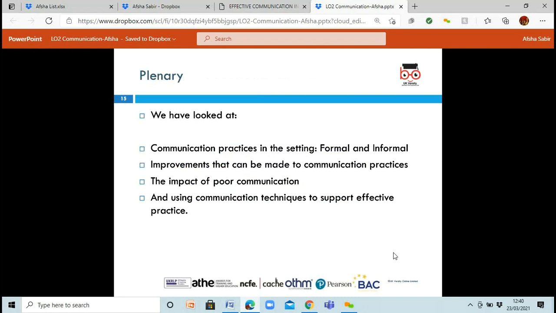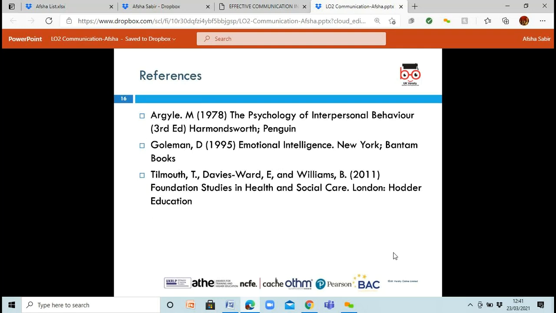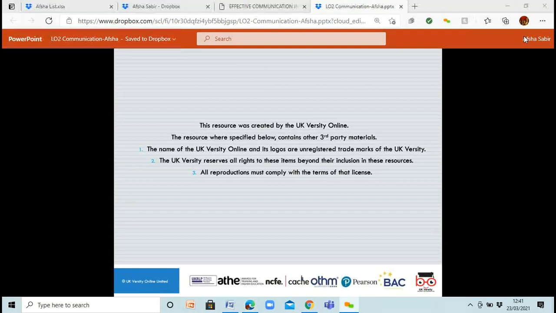So that was it for this. Like I said, it wasn't a very long one. It's quite nice and simple. Just use the information that we've got in here. It'll really help when you're doing the assignment. So we just looked at formal and informal communication. We looked at some improvements that can be made, like you said, staff training, which is fantastic. We can do suggestion boxes, meetings, and so on. We looked at what the impact of poor communication is, and then we looked at communication techniques that we can use to have effective practice. So, that was it. I'm just going to turn the recording off.